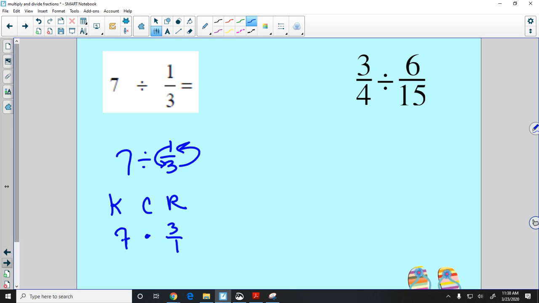Now remember we have a whole number, so remember we have to place a 1 underneath. And so now we have 7 times 3 and 1 times 1. 7 times 3 is 21 over 1, which means our final answer is 21. You can pause the video, and if you want extra practice, you can do 3/4 divided by 6/15.